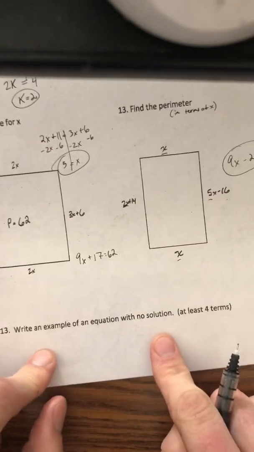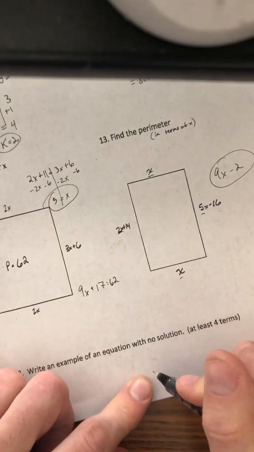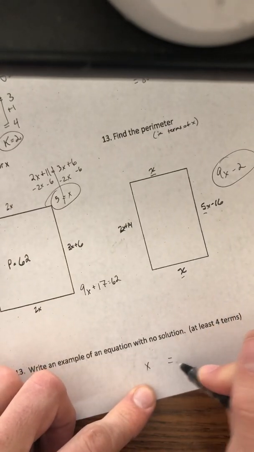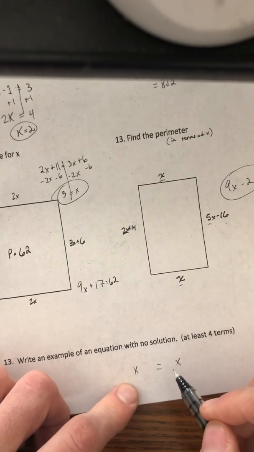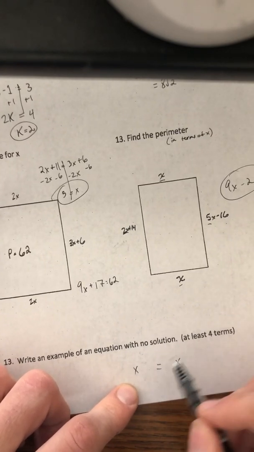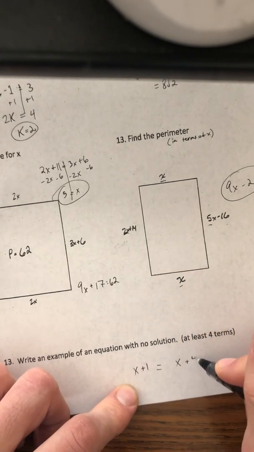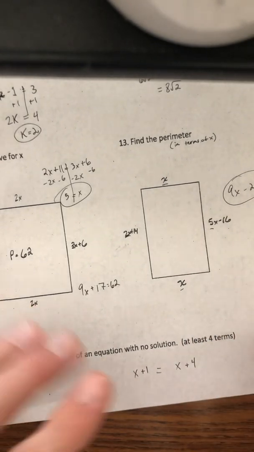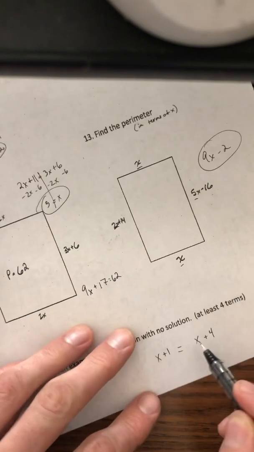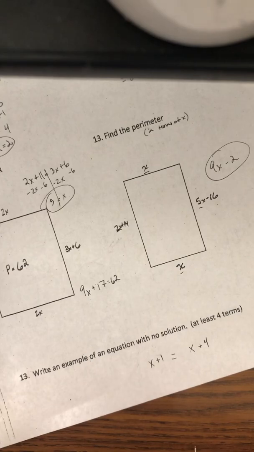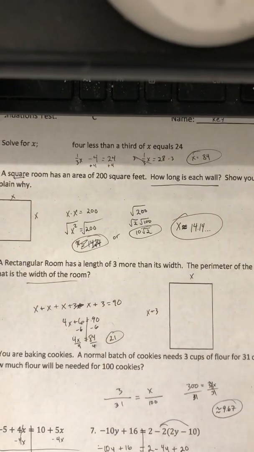And an example of an equation with no solution, that would be like, for example, if I had x on each side, they would cancel, and then I need 2 more terms. So let's say this is like plus 1 and this is like plus 4. Of course, there's a million different ways, but when you try to solve this, the x's cancel and you get a not true statement. So that's one example. Okay, so that's the test, and let me know if you have any questions.